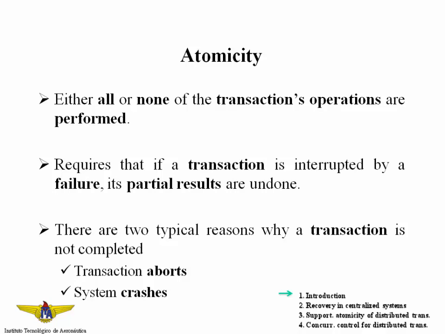So, for instance, in the transaction of a transfer, you cannot have just the debit on account A. You must also have the credit on account B. Otherwise, you have an inconsistent situation. There are two reasons why a transaction does not complete. One is the transaction abort. Another one is the system crash.